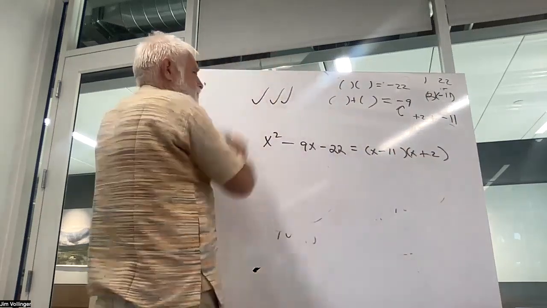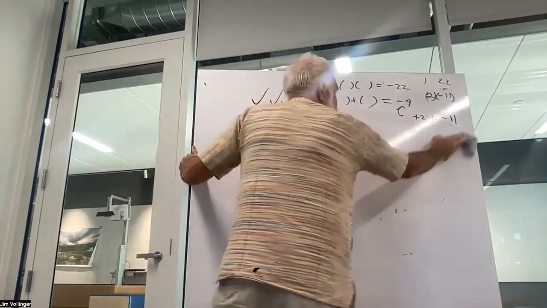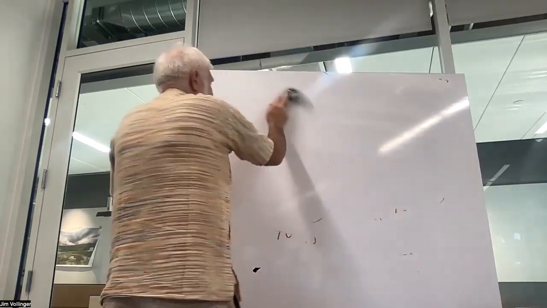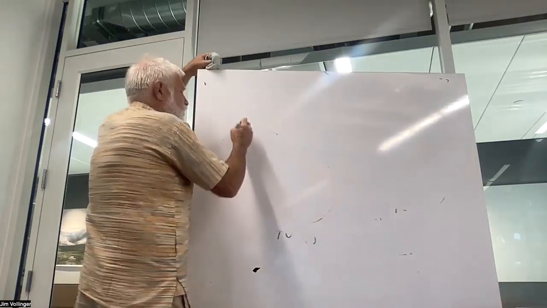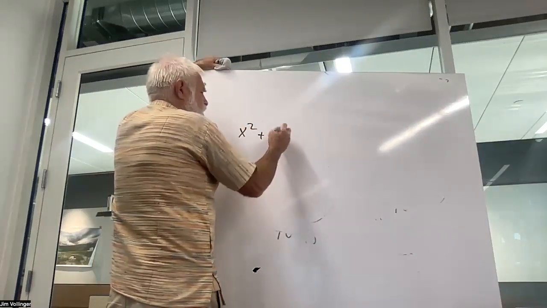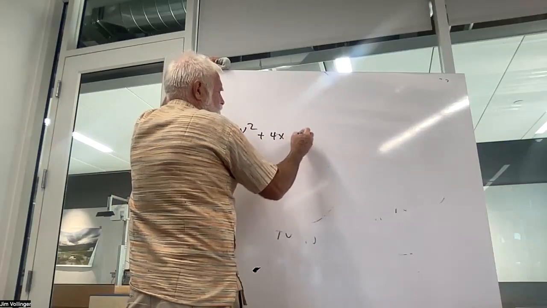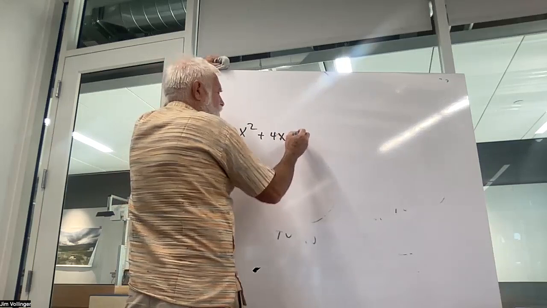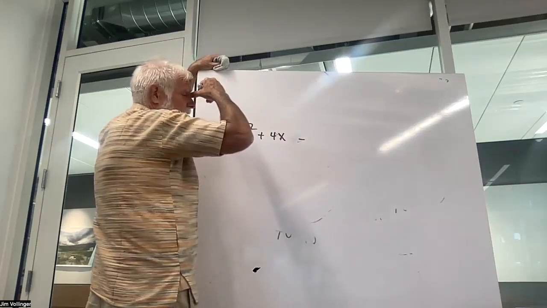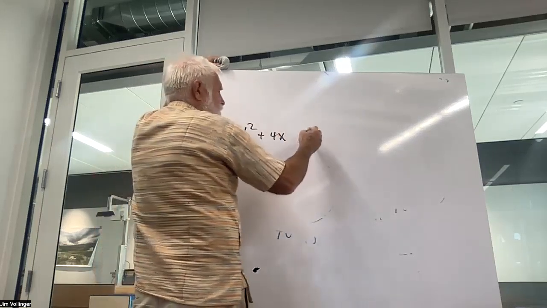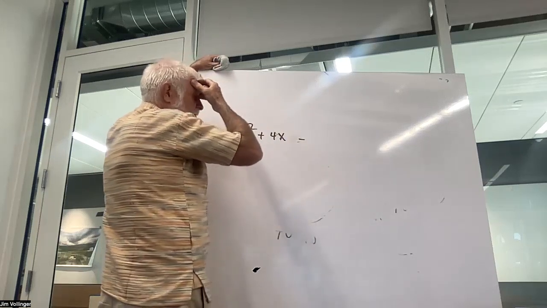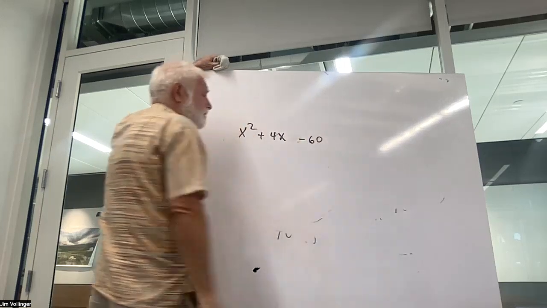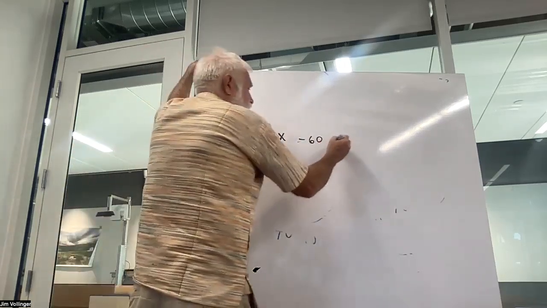That's our third one. Two more. And then a quiz on Monday on this topic. Let's see, how about we do x squared plus 4x, no, I can't, that's too small. 4x, let's go with minus, let's see, minus 60. Yeah, that's a good one at this level.